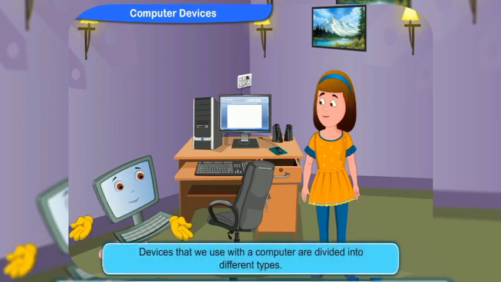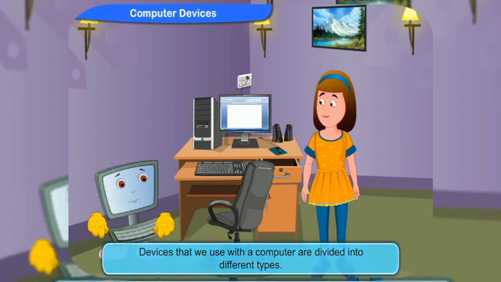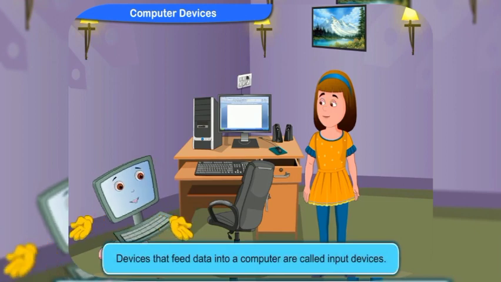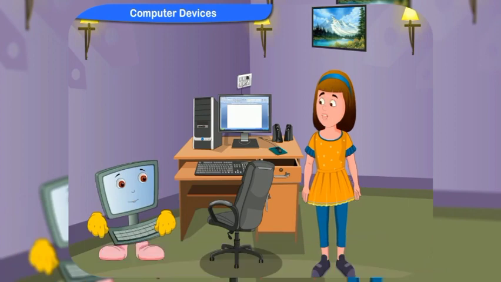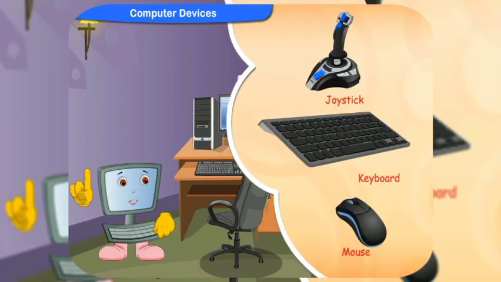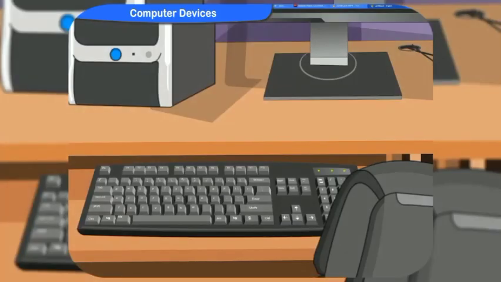Look, Rennie, the devices that we use with a computer are divided into different types. Let us first discuss input devices. What are input devices? Devices that feed data into a computer are called input devices. What kind of devices feed data into a computer? Why? The keyboard, the mouse, or a joystick. They are all used to feed data into a computer. So, they all are input devices. Yes, Rennie. I understand.